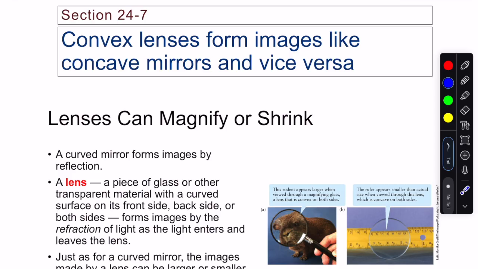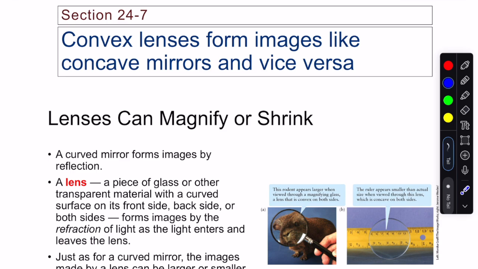So in general, we know that lenses can magnify or shrink images, right? Because we use magnifying glasses to zoom in on stuff, and we use corrective contacts and eyeglasses to change the shape of the image that we see in order to fit our eye. So lenses can magnify or shrink objects or images of objects, depending on the location of the object in relation to the focal length, same as with mirrors. And also depending on if this is a concave or a convex lens.